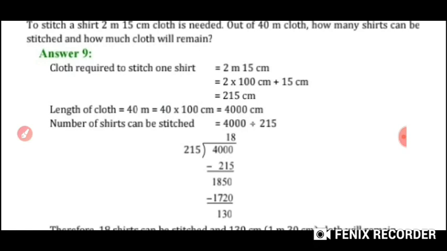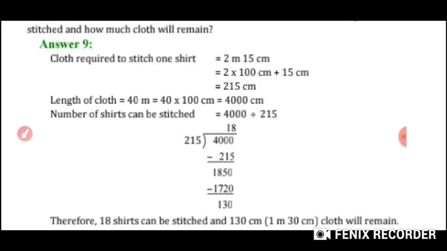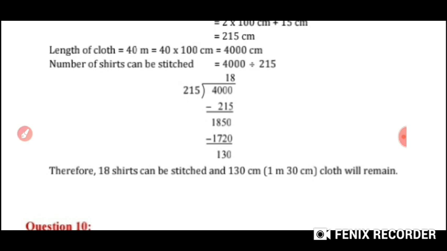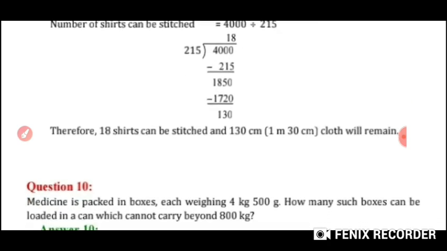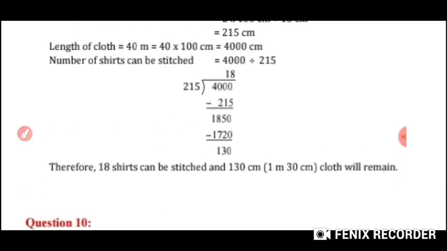Number of t-shirts that can be stitched: we know the total cloth is 40 meter, and one shirt needs 2 meter 15 centimeter. Then how many shirts can we stitch? 4000 divided by 215 gives 18. Therefore 18 shirts can be stitched and 130 centimeter, that is 1 meter 30 centimeter, of cloth will remain. So we can stitch 18 shirts, and the remaining cloth will be 1 meter 30 centimeter.